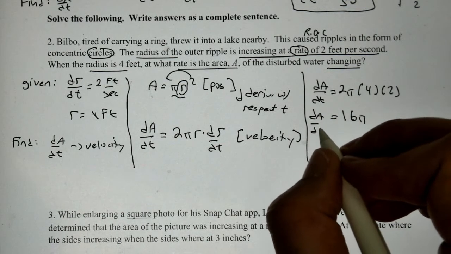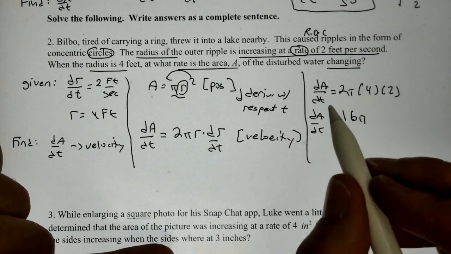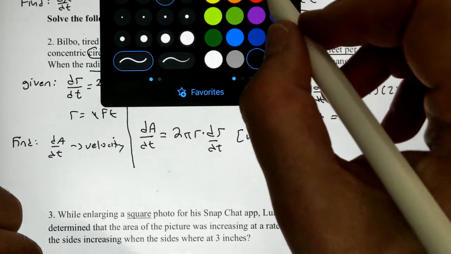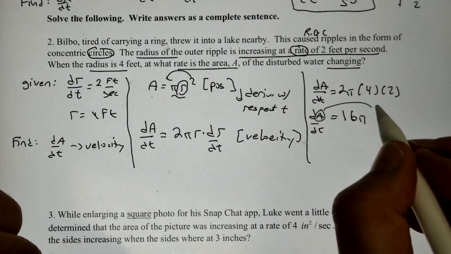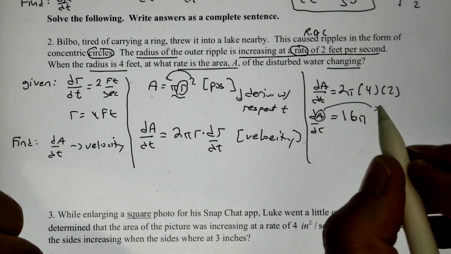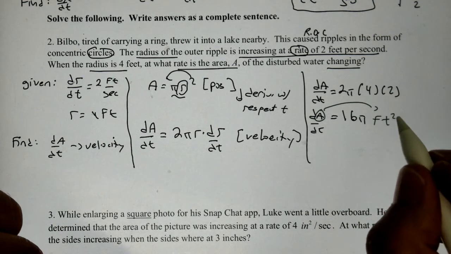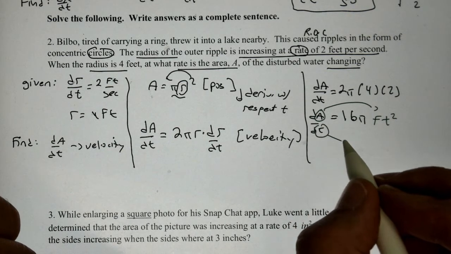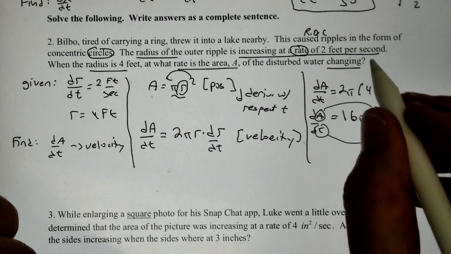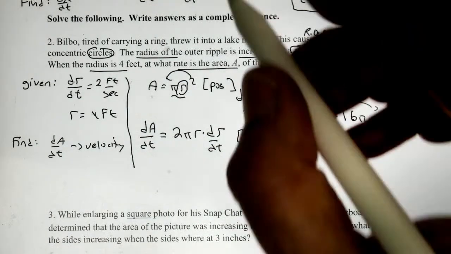But let's now talk units. One thing I love about Leibniz's notation is how it works so well with units. For example, A for area. Well, what are we measuring area in? It's going to be feet, but area always has a feet squared unit. T is my time. Well, what are we measuring time in? That's per second. So we should get 16 pi feet squared per second.